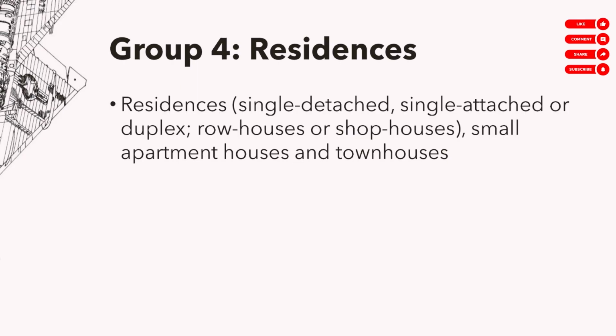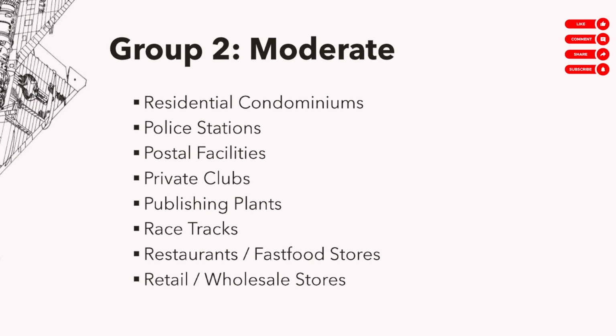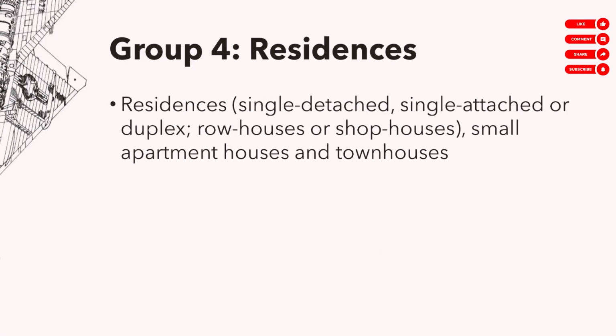Group 4 is residences. Okay, residences, meaning single detached houses, duplexes, row houses, shop houses, small apartment houses, and townhouses. So basically, maliliit na residential building. I will point out that high-rise residential, residential condominiums are not part of this. Yung residential condominium, I hope you noticed, is actually mentioned in Group 2. So hindi kasama yung residential condo sa Group 4 residential. Mga bahay lang to, single detached, row house, including small apartments. Okay, small apartment houses and townhouses, but not condominiums.